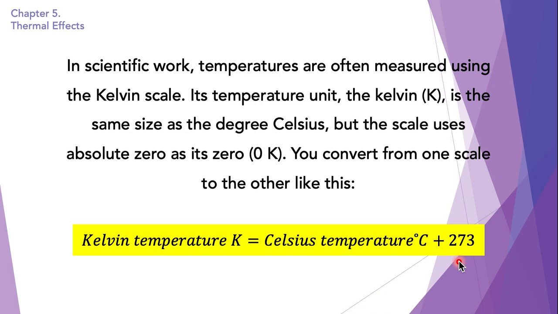You can convert from a Kelvin temperature into a degree Celsius temperature. This is the equation we use to convert from one scale to the other: Celsius temperature plus 273 is equal to Kelvin temperature. Then of course we rearrange the equation to get the desired answer. For example, to get the Celsius temperature, we would subtract 273 from the Kelvin temperature, and we would get the temperature in degrees Celsius. So this is the equation we use to convert from the Kelvin temperature to the Celsius temperature, or the Celsius temperature into the Kelvin temperature.